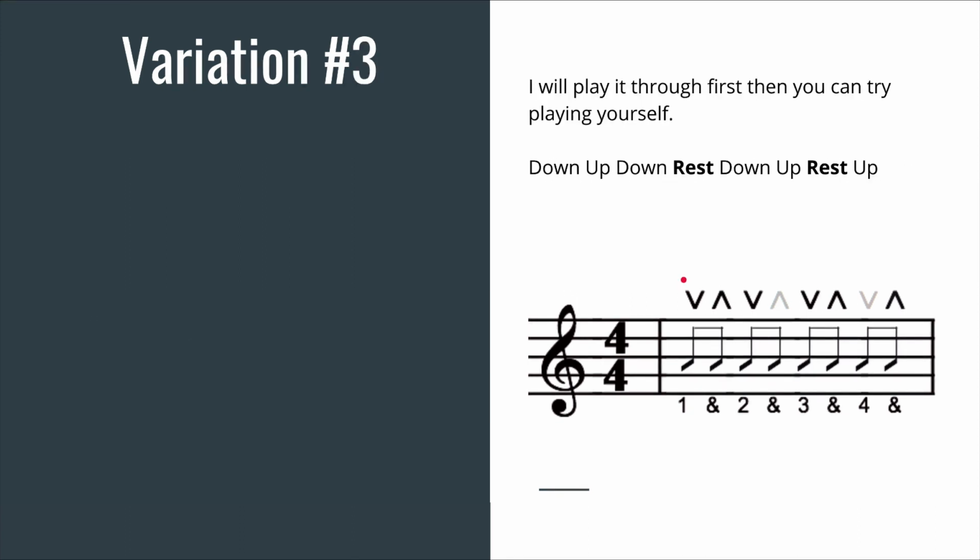We're now playing variation number 3. The rhythm that we're going to play is down, up, down, rest, down, up, rest, up. Similar to the last one, but just with one change. So let's see if you can follow this one. I'll count it and play it for you.